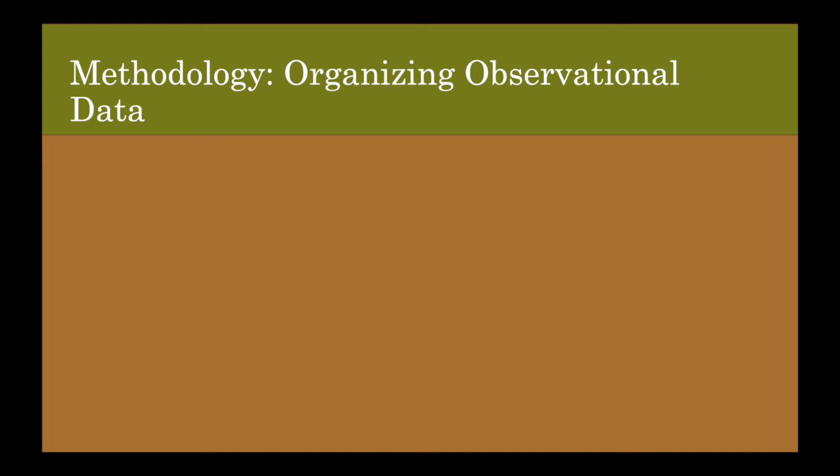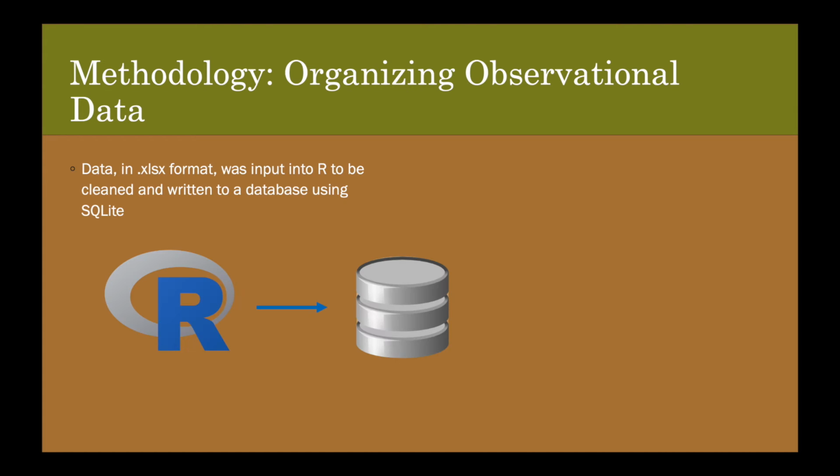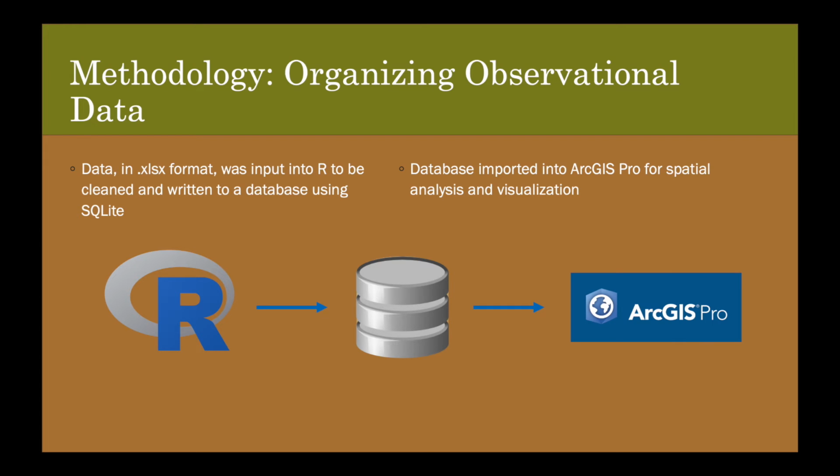The data on monarch observations were taken and read into Program R, filtered by only observations located in Iowa, assigned unique identifiers, and stored in a database using SQLite. From there, the database was imported into ArcGIS Pro for geospatial processing and visualization.